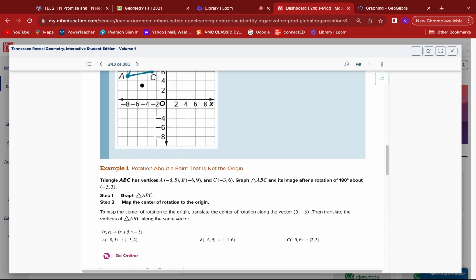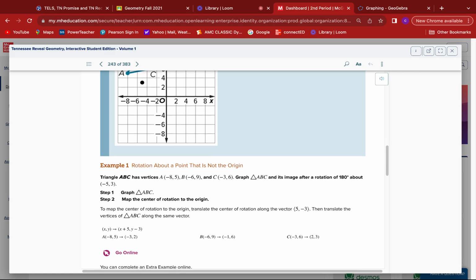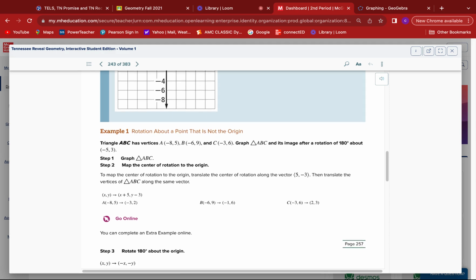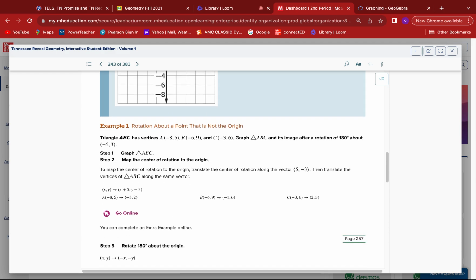Map the center of rotation to the origin. Okay, that's going to be step number 2. So to map the center of rotation to the origin, we're going to translate the center of rotation along the vector, in component form, 5, -3. So they changed the signs. Then translate the vertices of ABC along the same vector. Okay, interesting. I'm not sure this is the way that I would have done this, but I'm going to go along with it. I'm going to see where they're going with it. After you teach something, and this is year number 27, you do find faster and easier ways to do things. So this is not exactly the way that I would have done this. Okay, I'm all right with that.